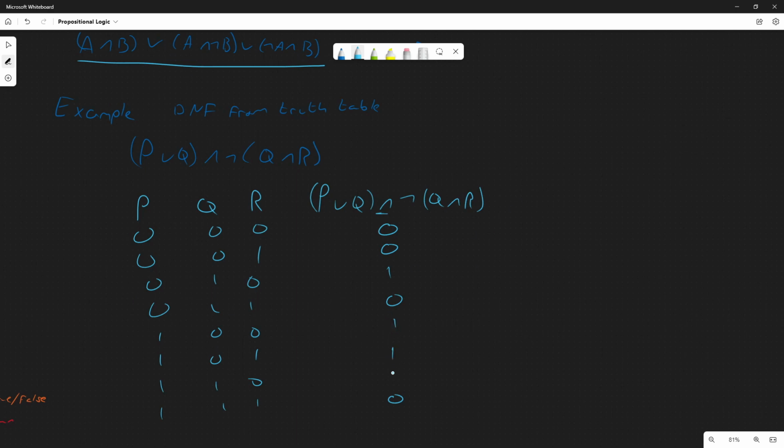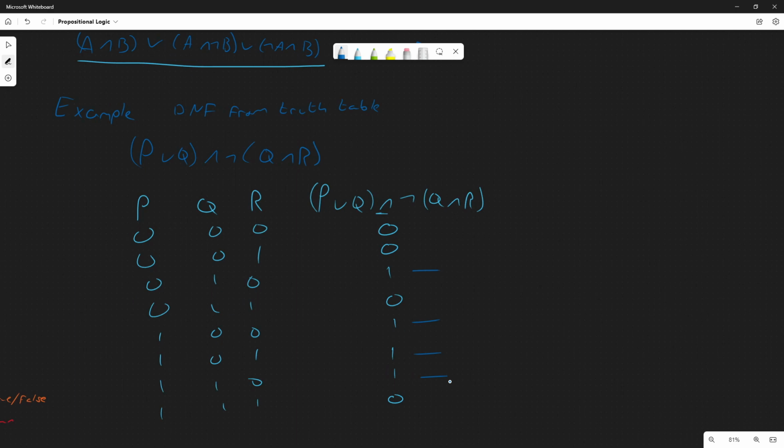Fails, and then fails. So 1, 1. We have 1, 2, 3, 4, 5, 6, 7, 8. Yep. That is our evaluation of our various interpretations. Now, to turn this into a disjunctive normal form, we must look at all rows where the interpretation is a 1. We don't care about the zeros. So we're going to identify this row, this row, this row, and this row.